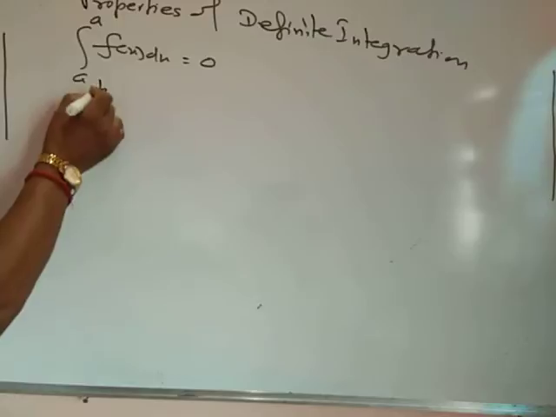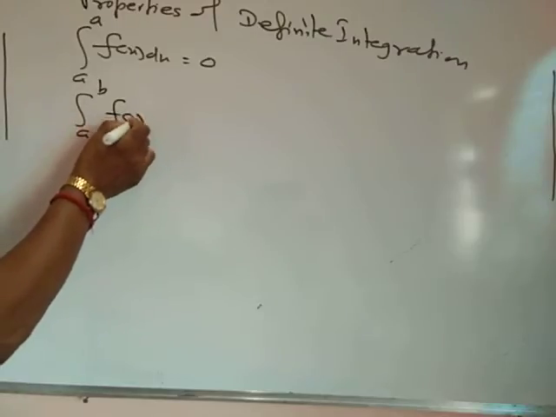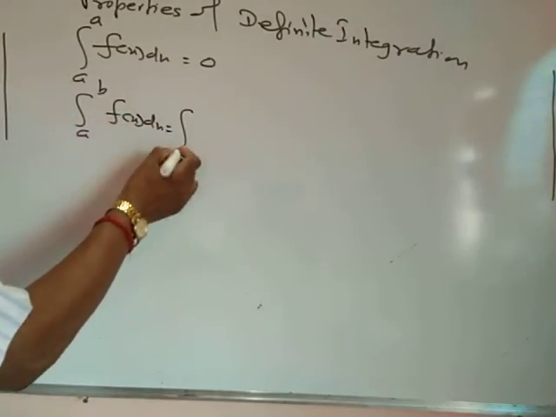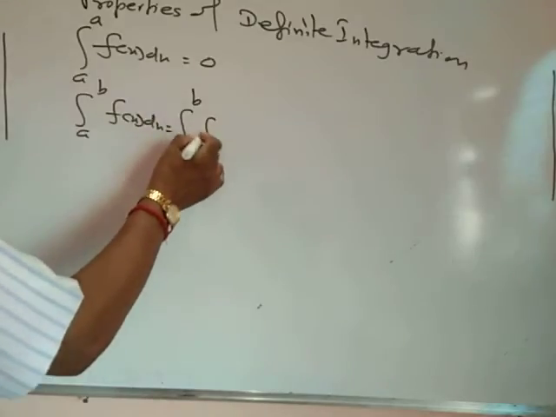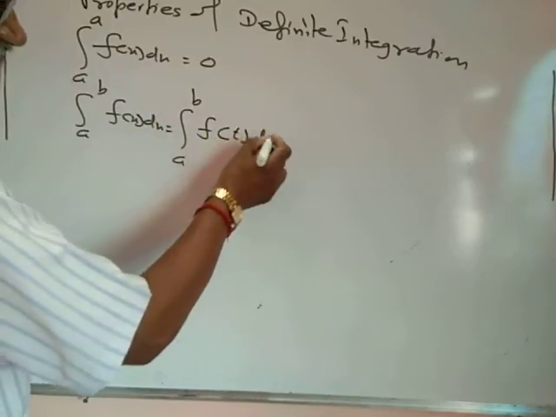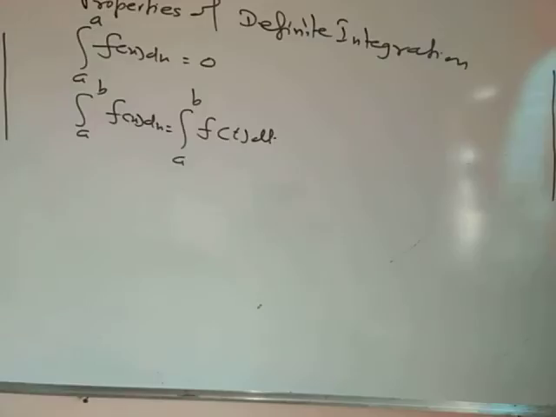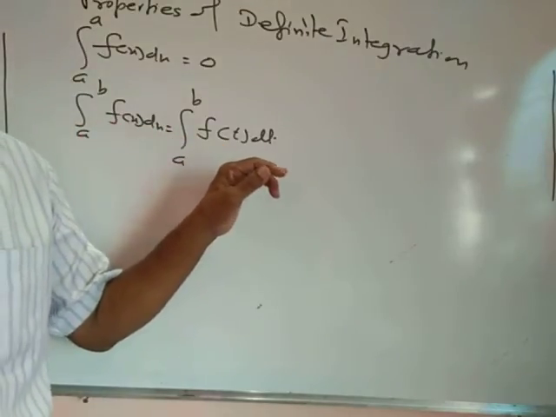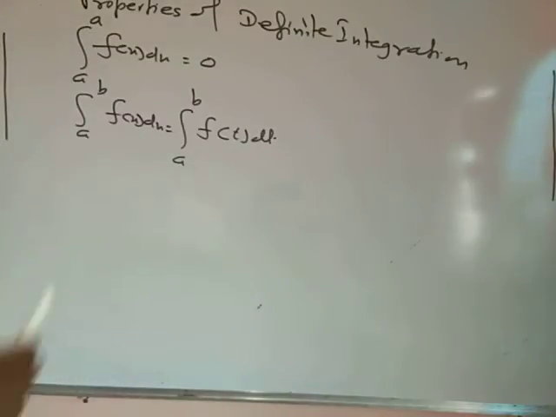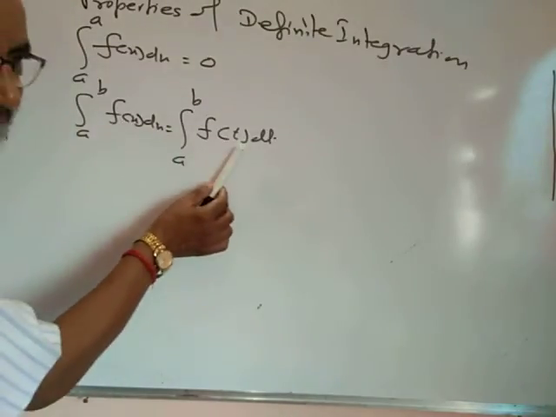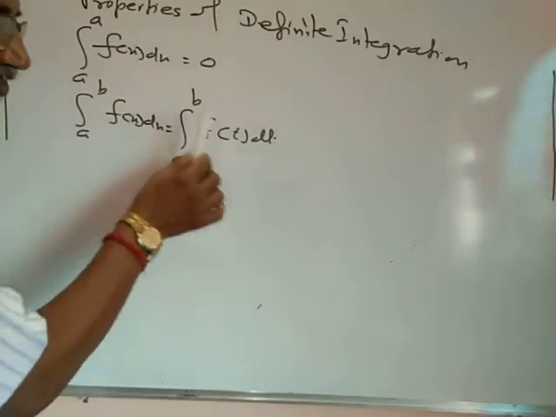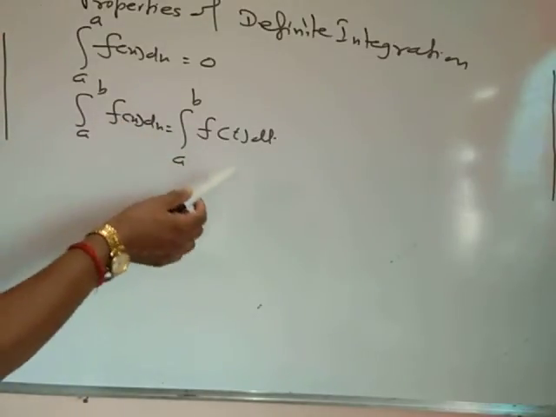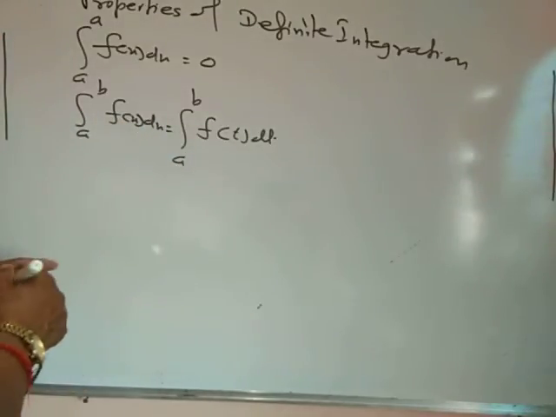Integral from a to b of f(x) dx is equal to integral from a to b of f(t) dt. See, what does it mean? By changing the variable, the value of integral does not change. Write t instead of x, write phi, theta, beta or y, the value will not change.